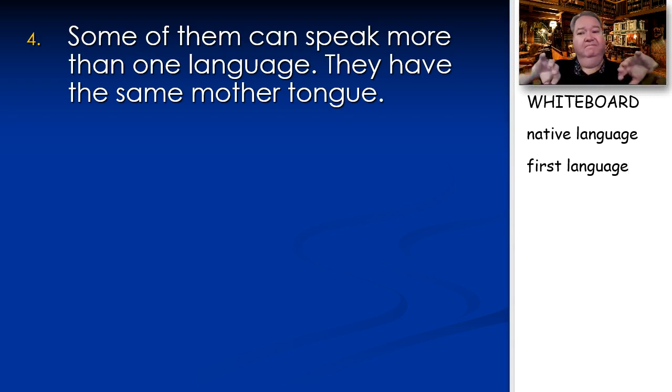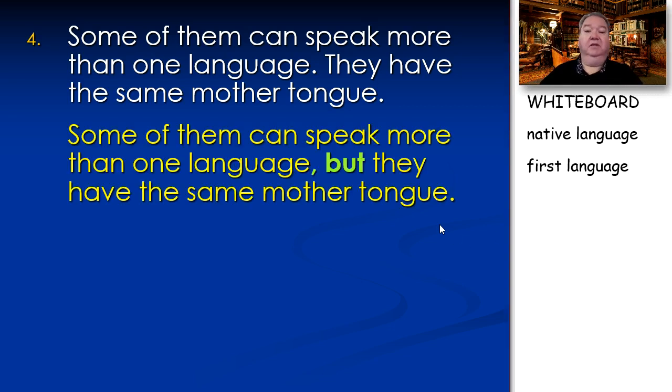No, these are not separate ideas. Some can speak more than one language, and they have the same mother tongue. Or some can speak more than one language, but they have the same mother tongue. And that is the best choice. Some of them can speak more than one language. Many of them can. Comma, change the period to a comma, conjunction, change the capital T to a lowercase. But they have the same mother tongue. So even though some of them speak more than one language, they have the same mother tongue, the same native language, first language.